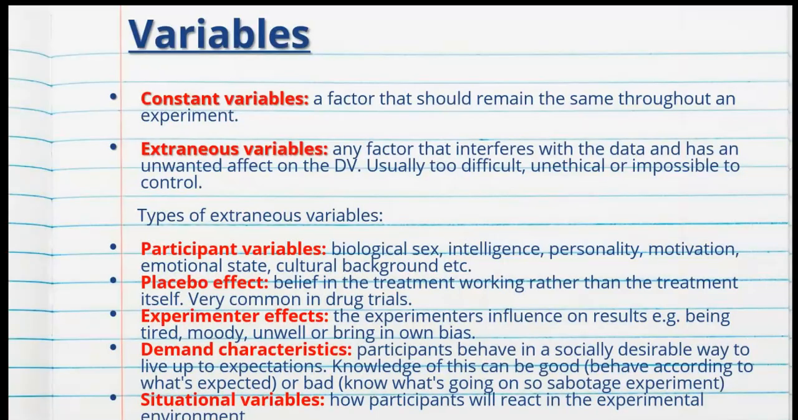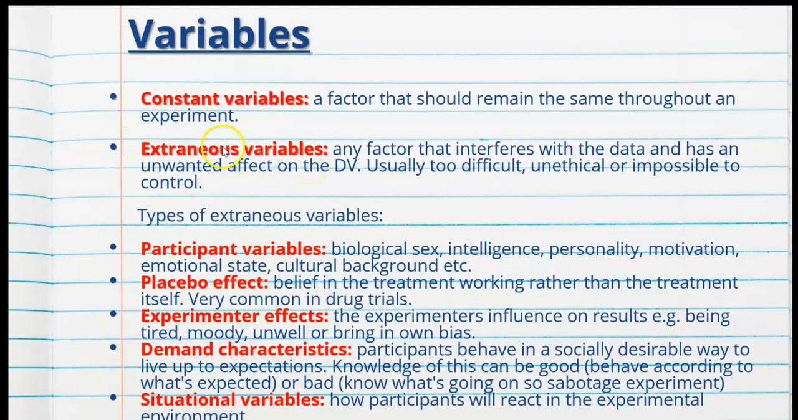Okay, so there's other variables that we need to consider in science and, of course, psychology. Some of these you may have heard of and some of them you may not. Constant variables are factors that should remain the same throughout an experiment. So what do we need to keep constant, in other words? What should we keep the same to minimize any errors in our data? If errors do occur, that leads us to these types of variables.